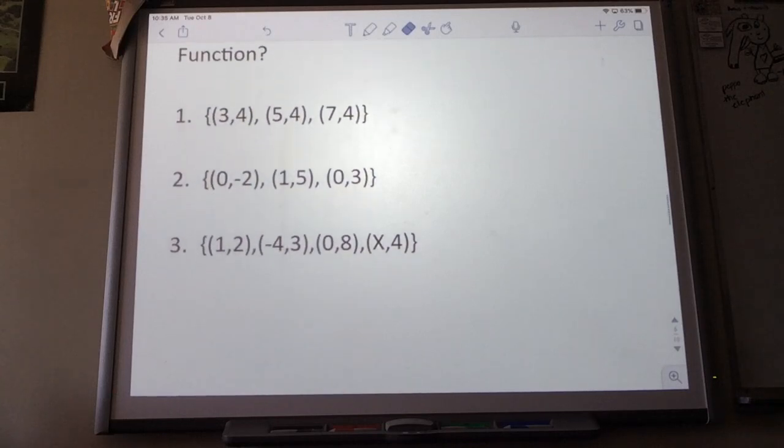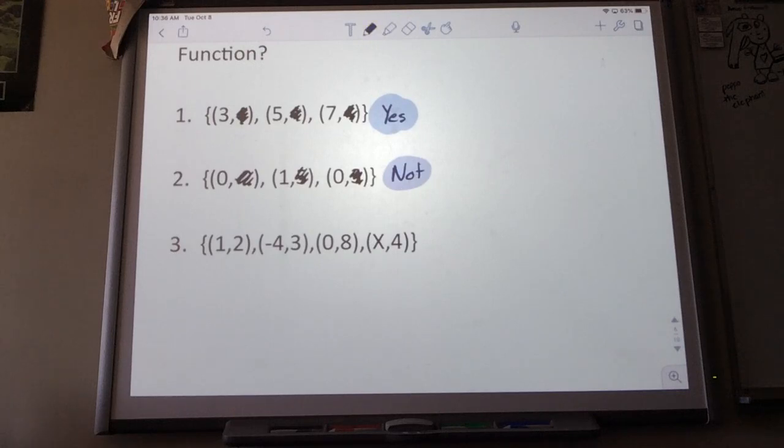Okay? So here we go. Is the first one a function? Yes or no? Okay? Remember, we're only talking about x's. So the first thing I'm going to have you do is cross out these repeating 4's. Because I don't care if they're repeating or not. They don't matter. So now look at your x's. Do we repeat? So then, yes, that is a function. Okay? Next one. Cross these out. Does x repeat? So that is not a function because there's two zeros.